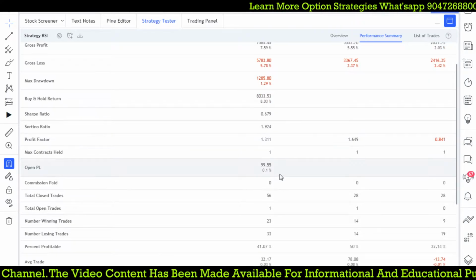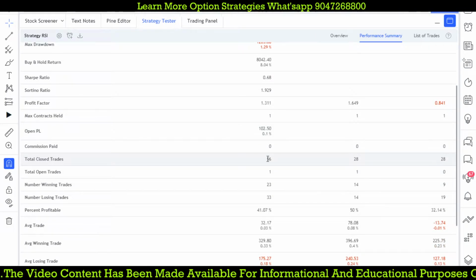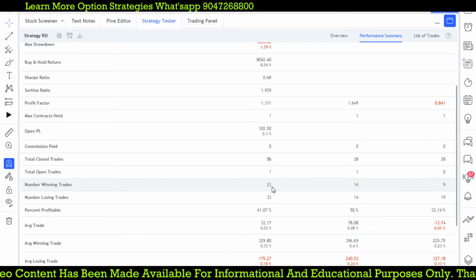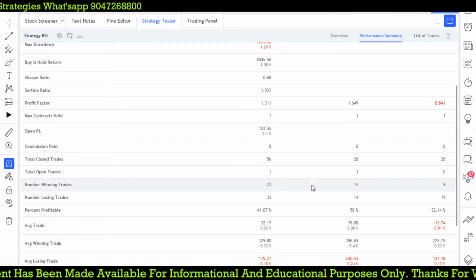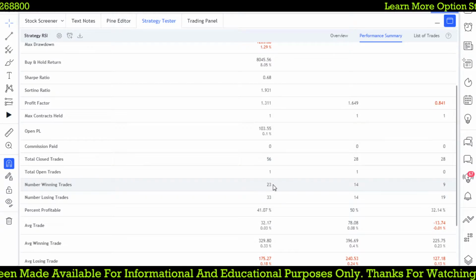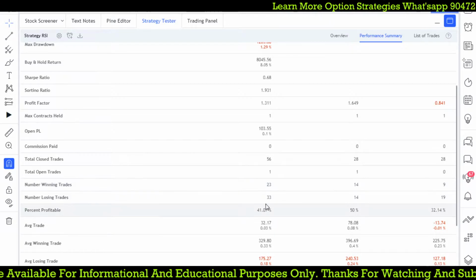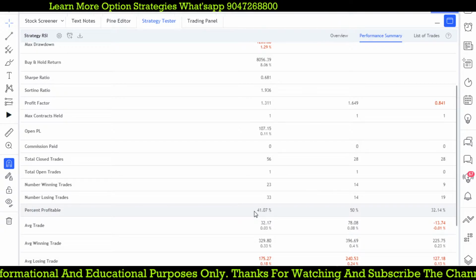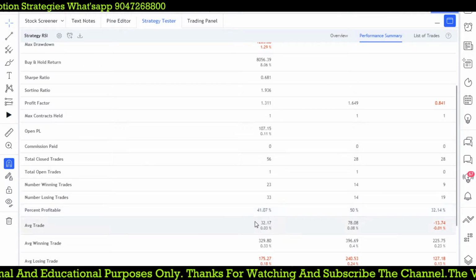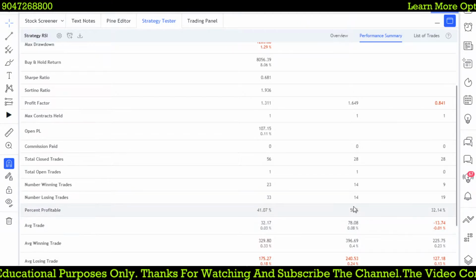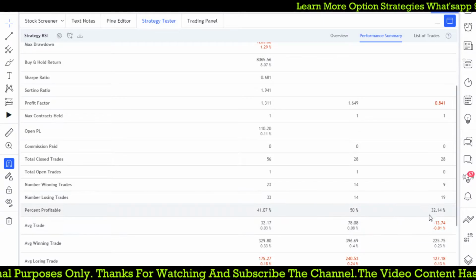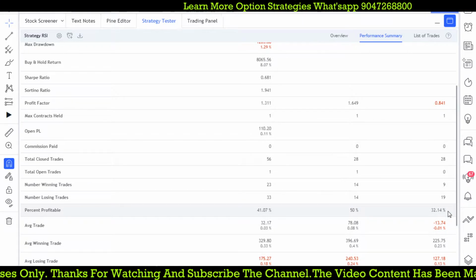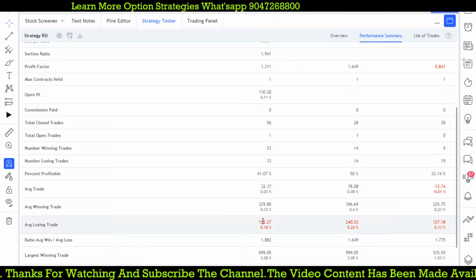The total number of trades taken is around 56. Of the 56 trades, 23 ended with a profit and 33 ended with a loss. The accuracy or profit potential on this is around 41%. On the buying side we got around 50% accuracy, and on the selling side we got 32% accuracy. Okay, average trade.